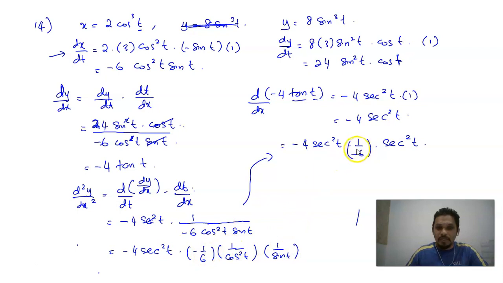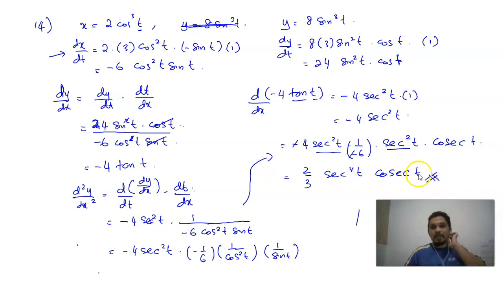So negative 1 over 6, 1 over cos is secant, and 1 over sine is cosecant t. Negative 4 divided by negative 6, that is 2 over 3, secant squared times secant squared, secant to the power of 4 t, and cosecant t.